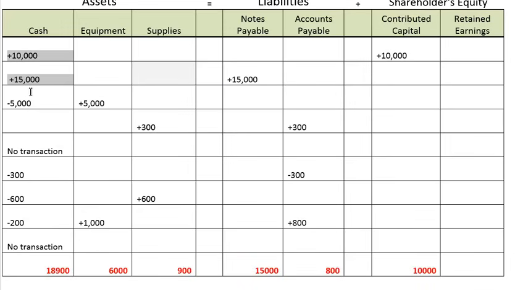So if we add up all the pluses and minuses here, don't forget no transaction has no impact on the account balance, you'll see that our cash balance is $18,900. If we add up the two items here in the equipment when we bought it 2 different times, we have an equipment balance of $6,000. Here are supplies. We bought supplies twice during the month. Our supplies balance is going to be $900.